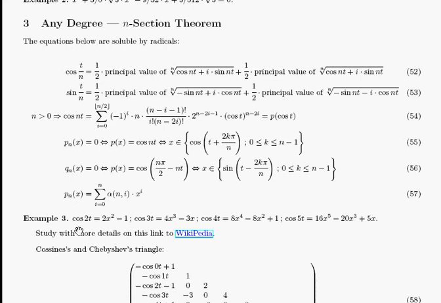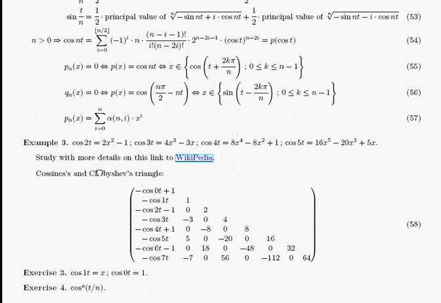Example. Who is the cosine of 2t? 2 cosine of t squared minus 1. Who is cosine of 3t? 4 cosine of t to the cube minus 3 cosine of t. Now here is cosine of 4t, here is the cosine of 5t, and you can study with more details on Wikipedia.